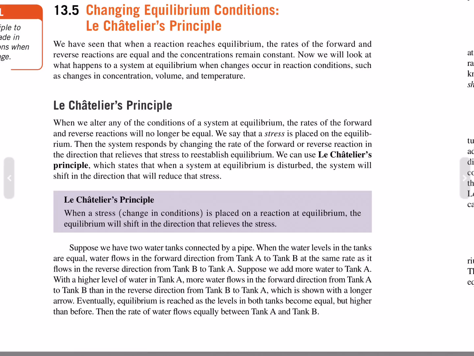Suppose we add more water to tank A. With the higher level of water in tank A, more water flows in the forward direction from tank A to tank B than in the reverse direction from tank B to tank A, which is shown in the longer arrow. Eventually, equilibrium is reached as the levels in both tanks become equal, but higher than before. Then the water flows at equal rates between tank A and tank B.